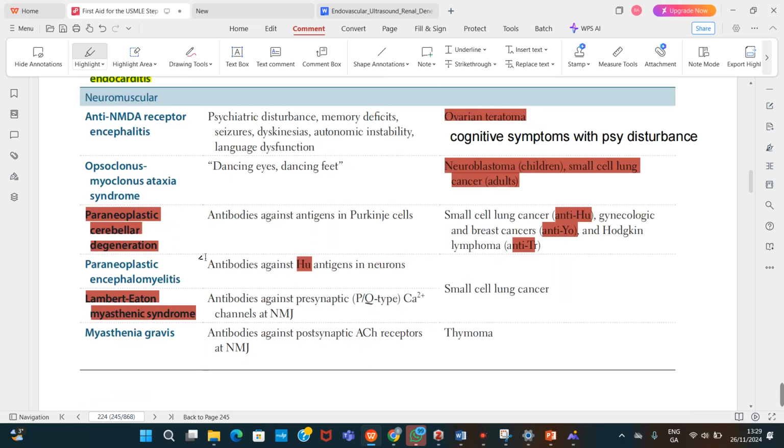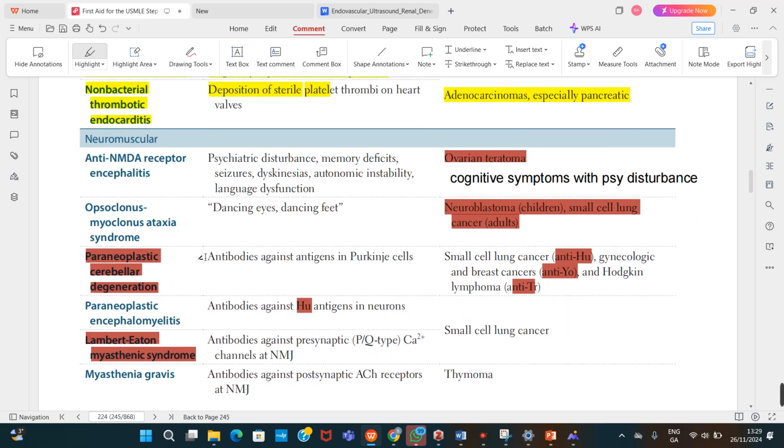So this is where it gets a little bit complex, but still simple. The first one is the anti-NMDA receptor encephalitis. Look at the word encephalitis. That means most of the problems this patient is going to present with will be related to the brain. And you need to know that it is related to ovarian teratoma. So rule out ovarian teratoma in an individual with NMDA receptor encephalitis.